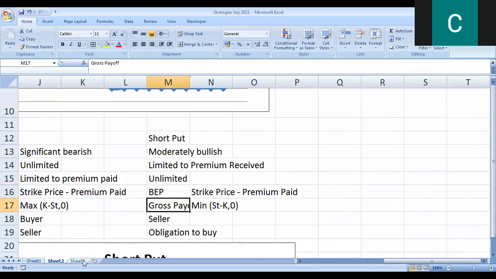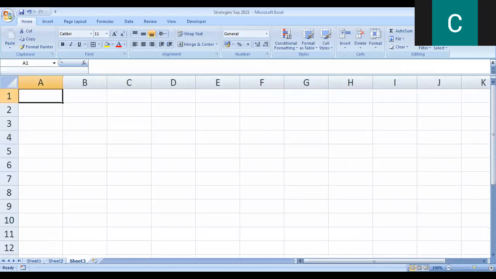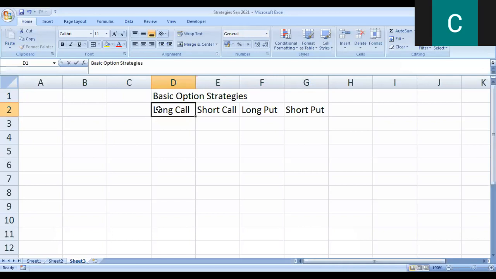Shall we summarize everything we discussed till now? We will put it in the form of a small table so that it will be a ready reference for us. Long call, short call, long put, short put. We have learned these four strategies as of now. These are basic option strategies: long call, long put, short call, short put.